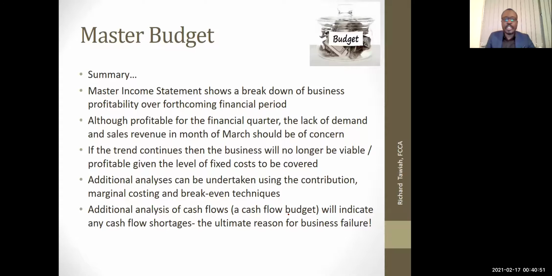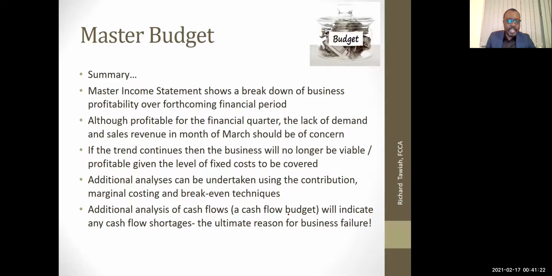So just to recap, the master budget tries to break down the business profitability over the period, summing up everything in the form of an income statement. One scenario we should know is that we may not always get a profit. Sometimes we can get losses. It's still part of an income statement. If the trend continues, then the business will no longer be viable, profitable, given the level of fixed costs to be covered. If we end up making losses, we're not making good profit.